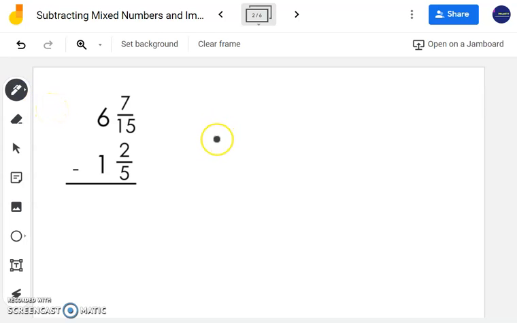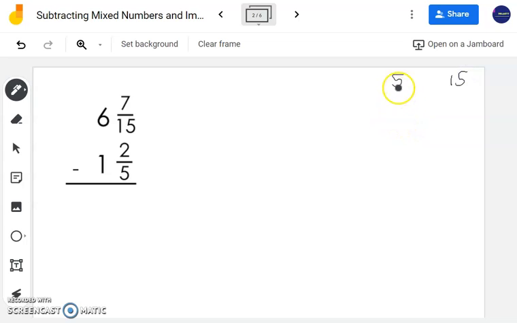Now, the first thing I notice is my denominators are not the same. When we are adding and subtracting fractions, we have to have the same denominator before we can begin adding and subtracting. To do that, I'm going to start by identifying my denominators, which are 5 and 15. I'm going to list out the multiples to find my least common denominator.